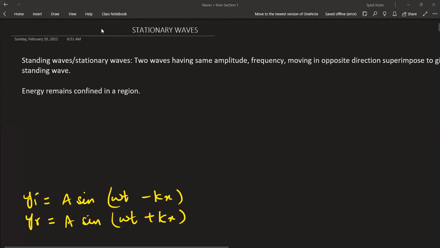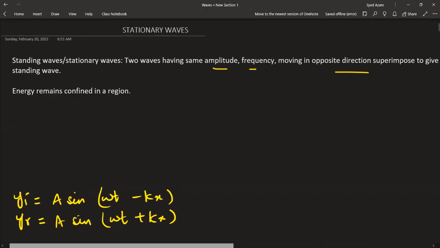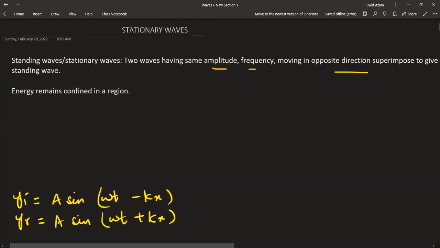Okay, coming to the concept of stationary waves. The stationary waves concept is very easy. You just have to know that if two waves have the same amplitude, same frequency, same wavelength, but are moving in opposite directions, they superimpose to give a new wave. That is called the standing wave. That's what you need to remember. It's just that they're traveling in opposite directions.